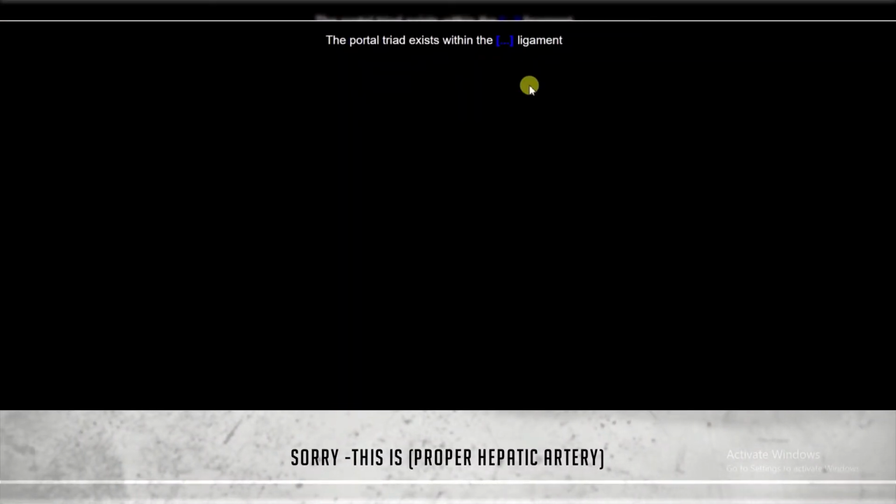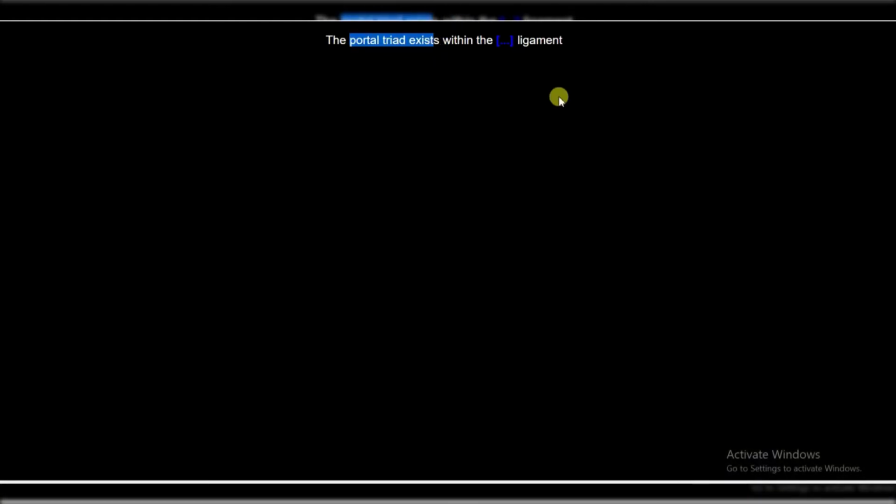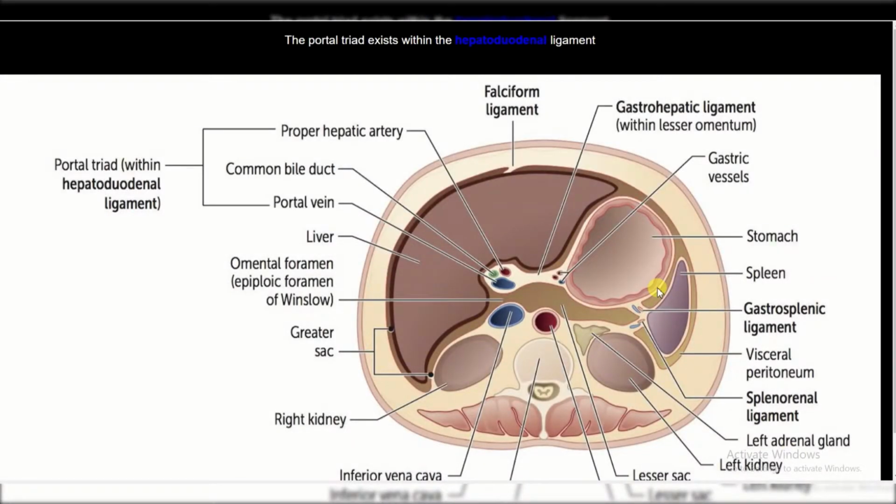Portal triad exists within which ligament, right? Let's get the answer. If you remember, it will be very good. This is present in the hepatoduodenal ligament, the portal triad. So you have to remember about the portal triad. Portal triad basically consists of the proper hepatic artery, common bile duct, and portal vein. Let's see here. This is the portal triad which is present in the hepatoduodenal ligament, the ligament which connects the liver and the duodenum.